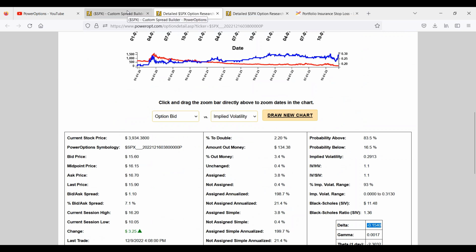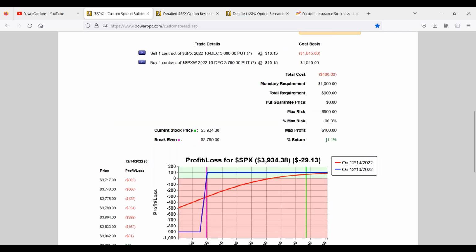The return is not bad considering SPX. Normally in a bull put credit spread, I like a 14, 15, 16% return. Lower volatility with SPX with the probability I want. So I might be okay with that.